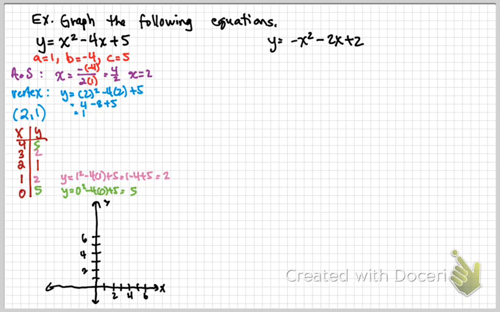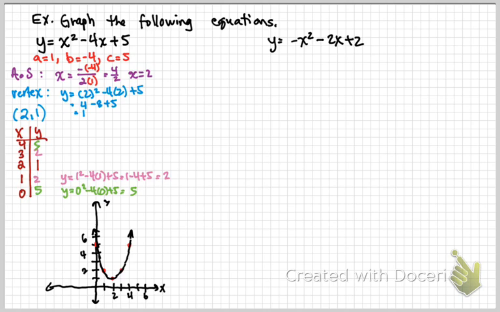I'm going to graph my 5 points: 0, 5; 3, 0... 5; 1, 2; 2, 1; 3, 2; and 4, 5. And then I just kind of sketch it in. And there we are. Let's try the second one.